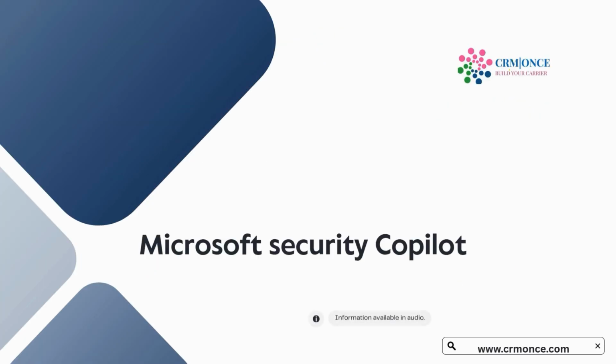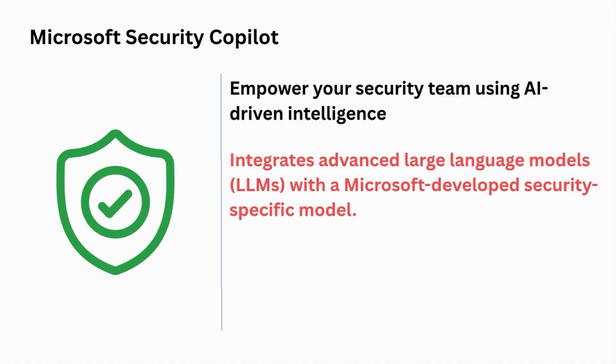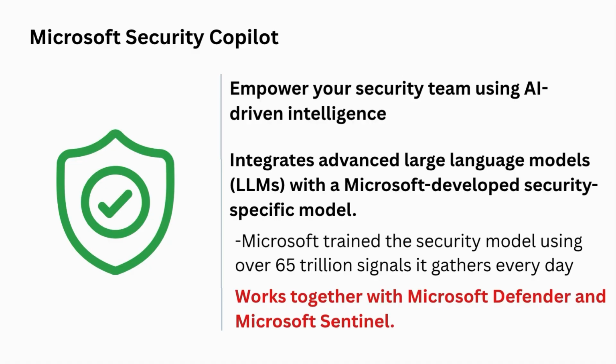And next, what is Microsoft Security Copilot? Microsoft Security Copilot is an AI-powered assistant designed specifically to help security teams work more efficiently. It combines the power of large language models, LLMs, with a security-focused AI model trained by Microsoft. What makes it powerful is that it's trained on 65 trillion signals Microsoft processes daily across its services and infrastructure.